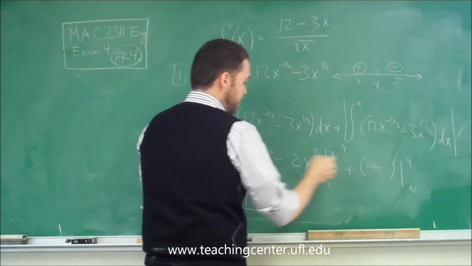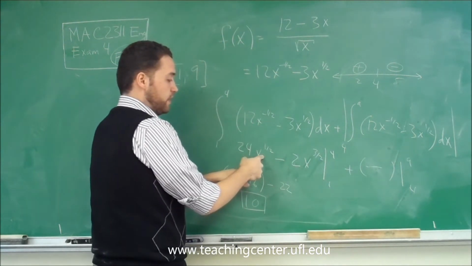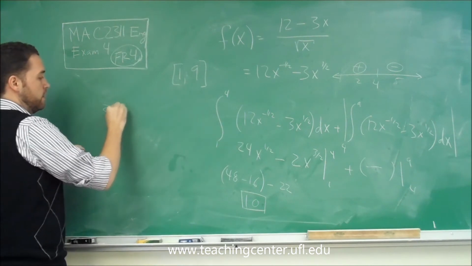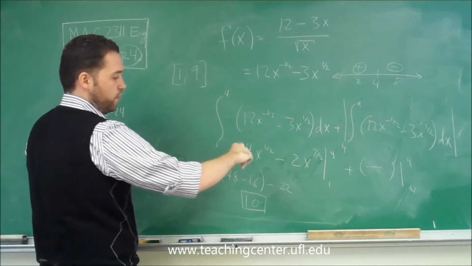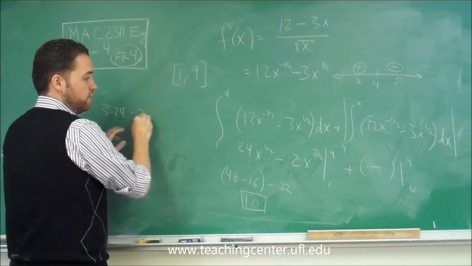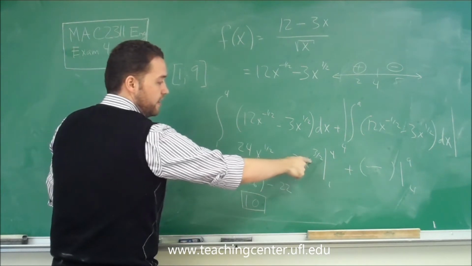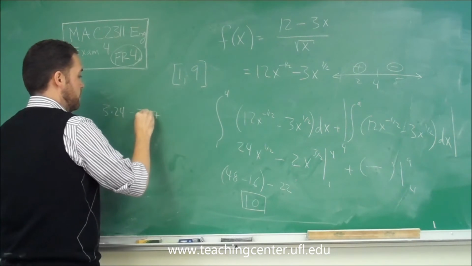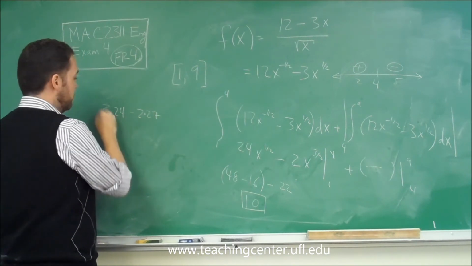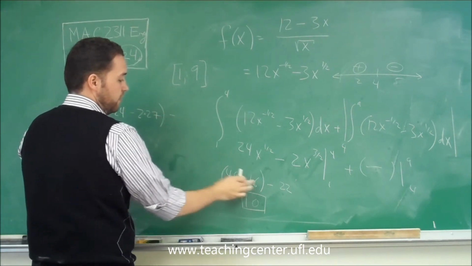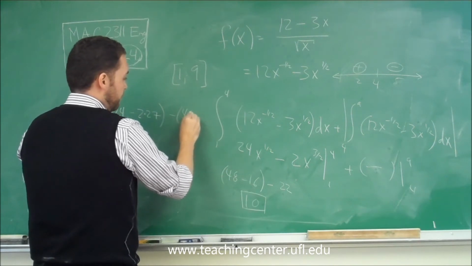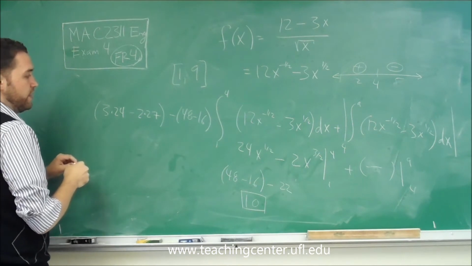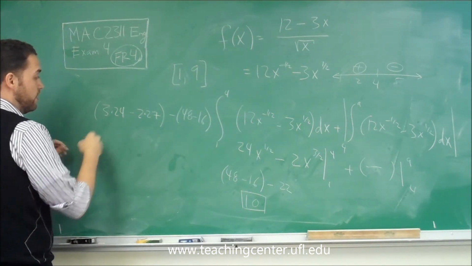So you can really save yourself some time and not repeat steps. If we go ahead and plug the 9 into this, square root of 9 is 3. So you have 3 times 24, and then minus 2 times, once again, when you square root the 9 you get 3, and then 3 cubed is 27. So you get 3 times 24 minus 2 times 27, and then minus this expression right here, the 48 minus 16.